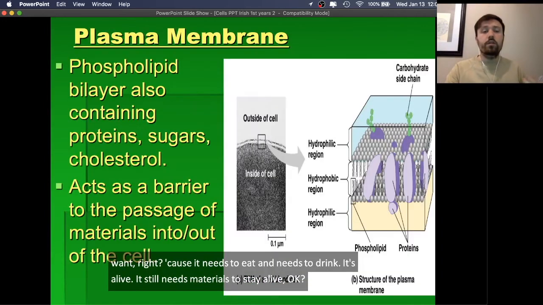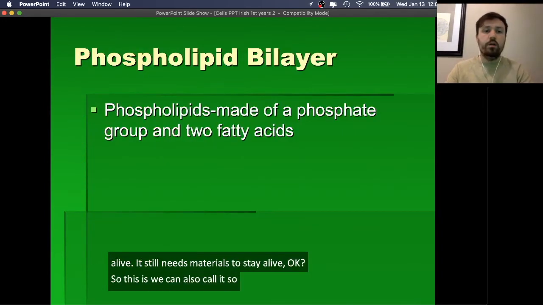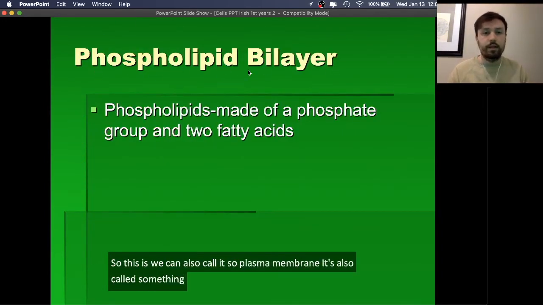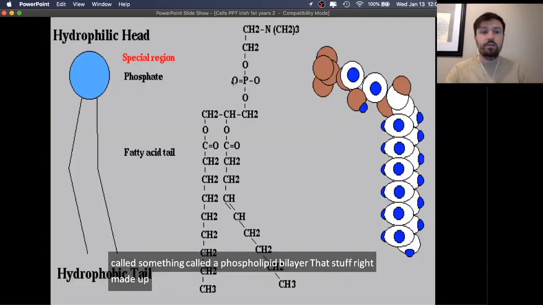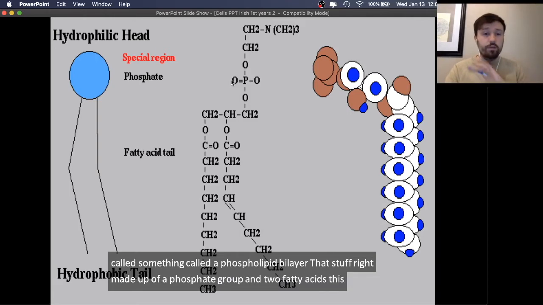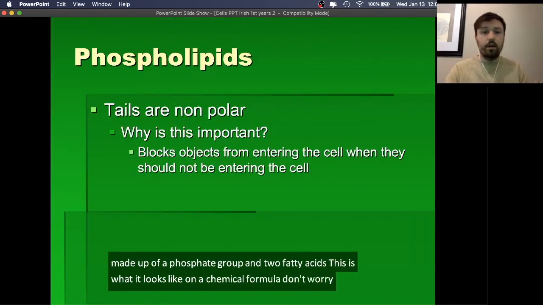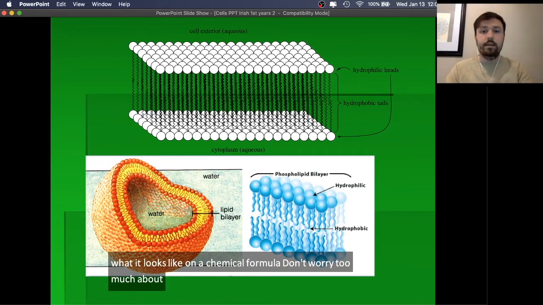So the plasma membrane is also called a phospholipid bilayer. That's tough, right? It's made up of a phosphate group and two fatty acids. This is what it looks like as a chemical formula. Don't worry too much about that. What I really want to look at is this, okay?